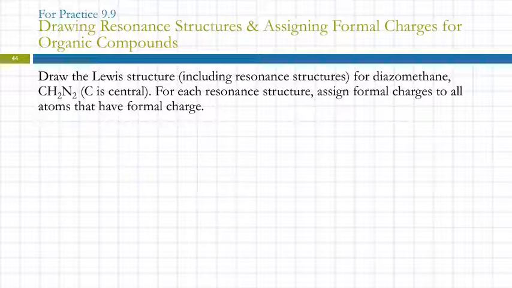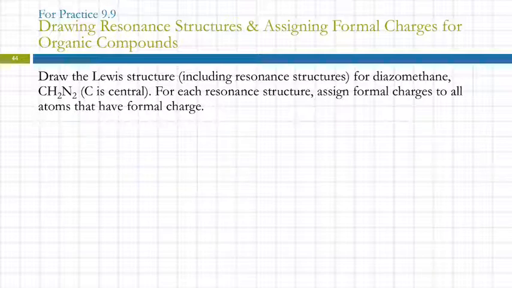Draw the Lewis structure, including resonance structures, for diazomethane, CH2N2. Carbon is central. For each resonance structure, assign formal charges to all atoms that have formal charges. A lot of times when there's a 0 formal charge, we don't bother writing the 0. We just write them if there are formal charges.